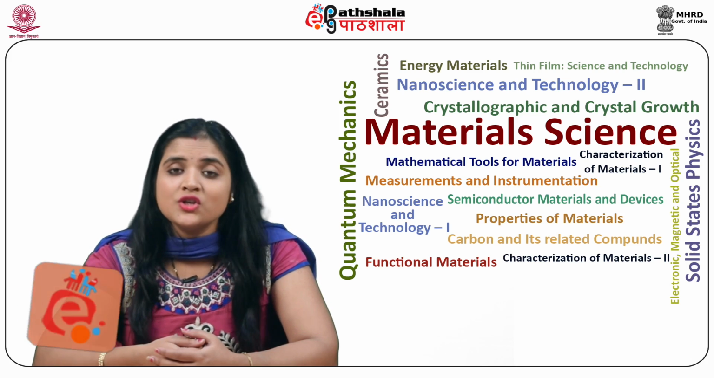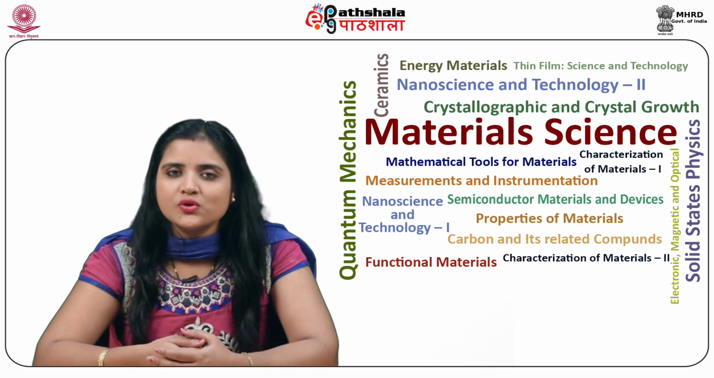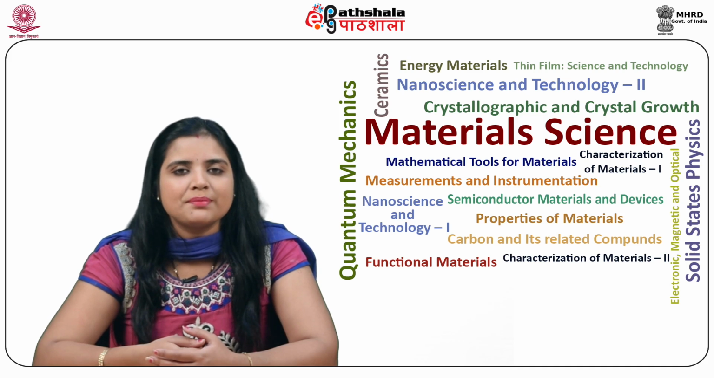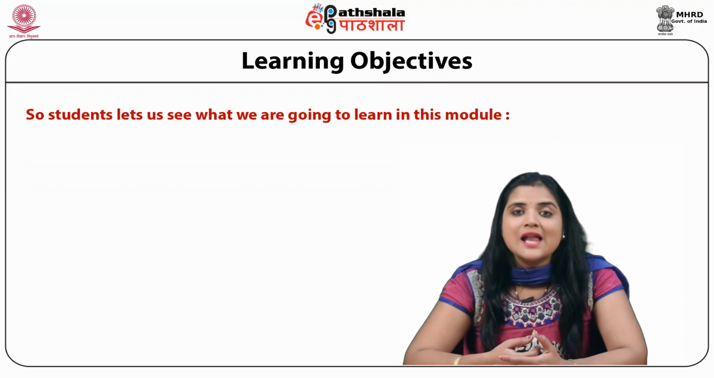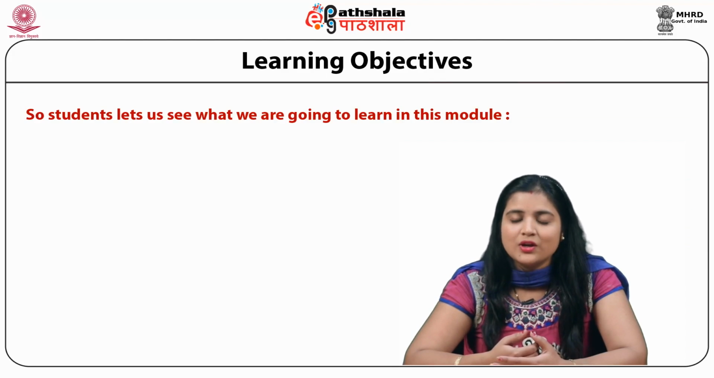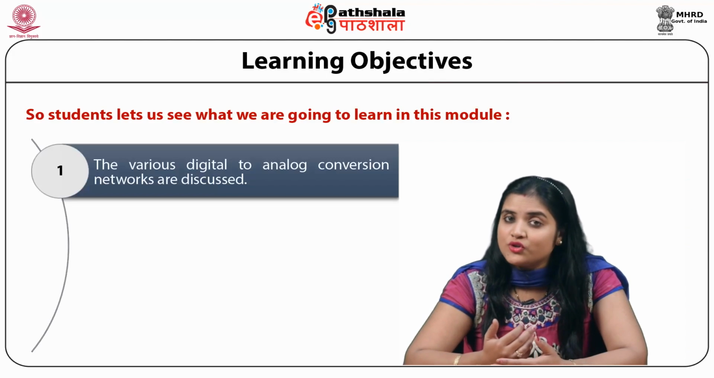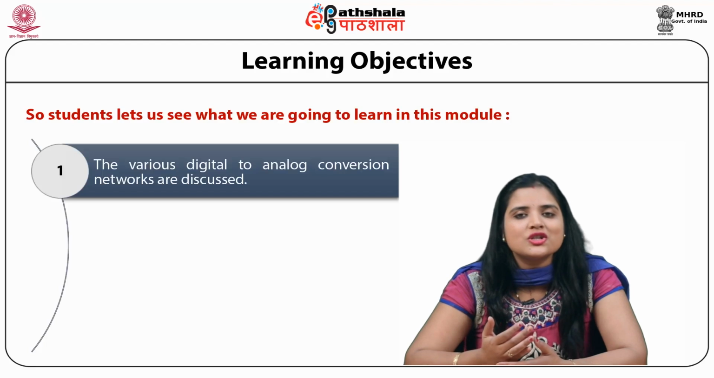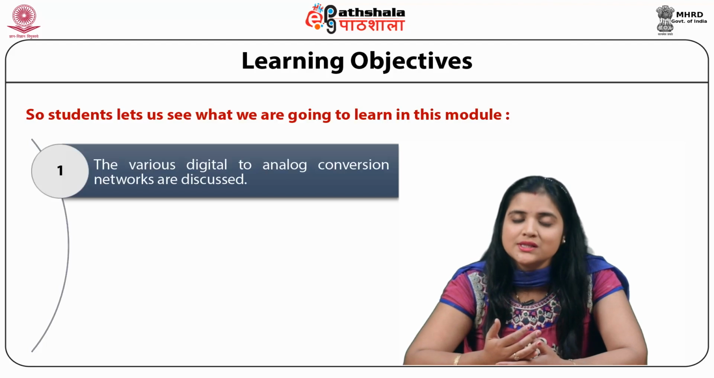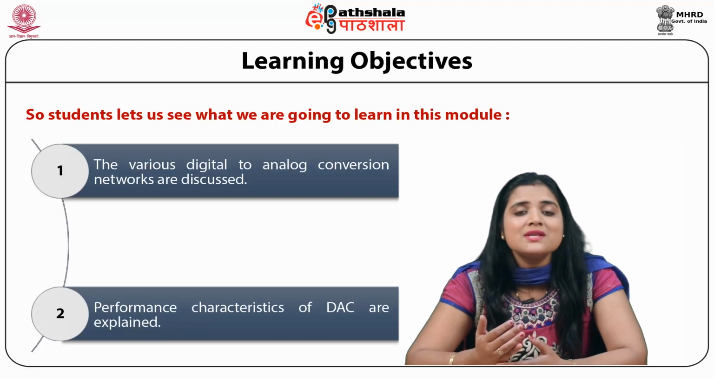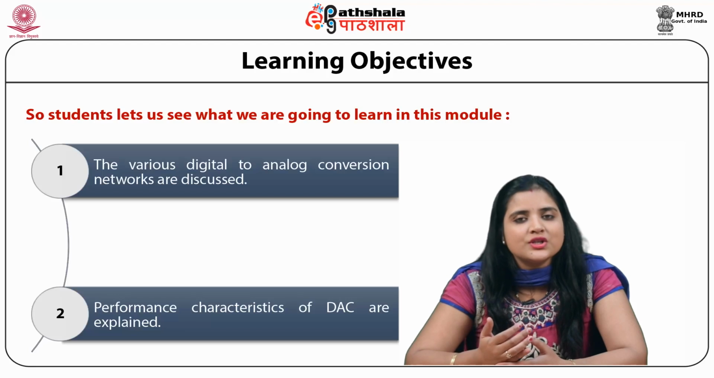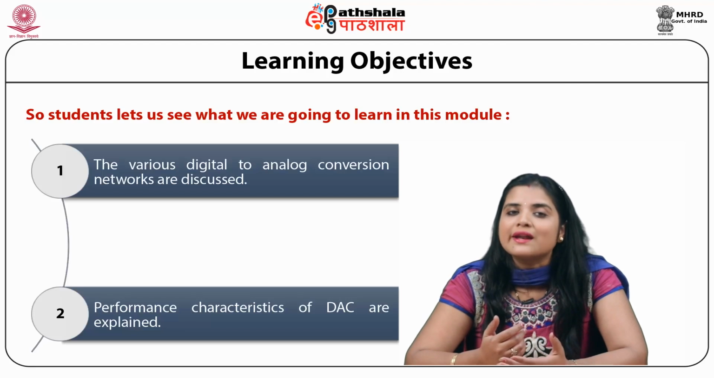Today we are going to discuss the module D to A Converter, continued, from the paper Measurements and Instrumentation. So students, let us see what we are going to learn in this module. Firstly, the various digital to analog conversion networks are discussed. Secondly, the performance characteristics of digital to analog converters are explained.